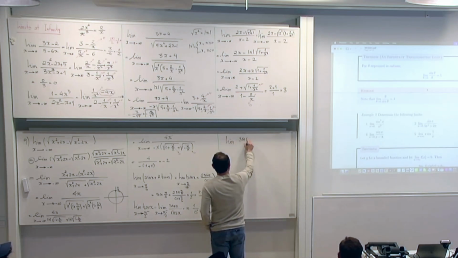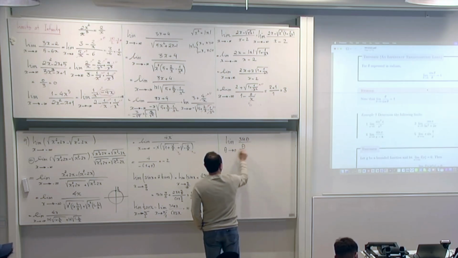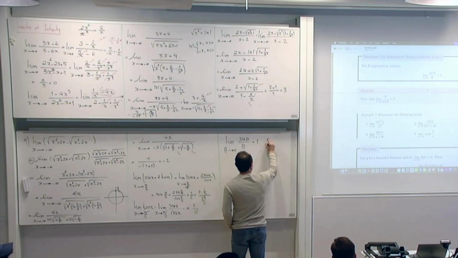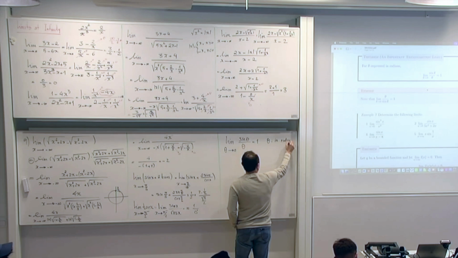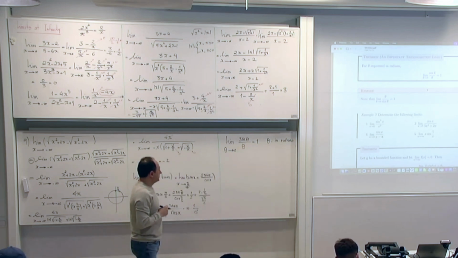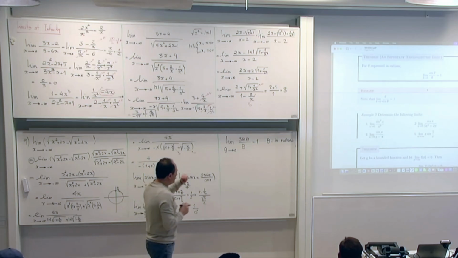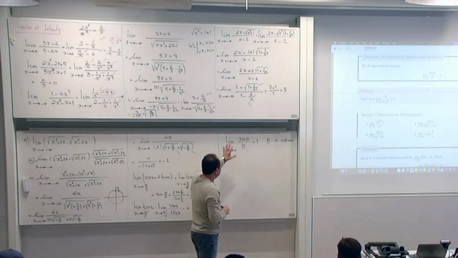Limit of sine theta over theta, theta goes to 0. It is 1 if theta is in radians. Extremely important. Not in degrees. Okay. Let me resist myself not to show you why this is true, because I know that we will not be able to finish everything. Okay, so take this for granted.